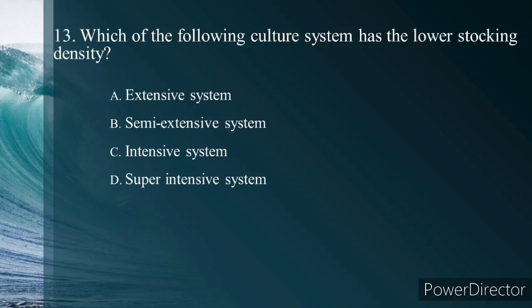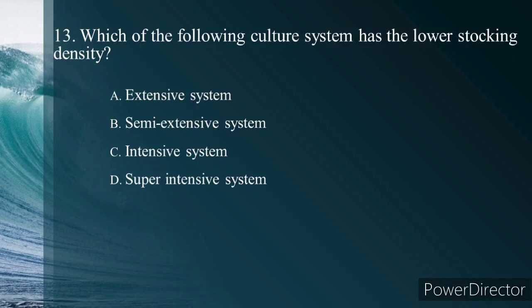Number 13. Which of the following culture systems has the lower stocking density? A. Extensive system. B. Semi-extensive system. C. Intensive system. D. Super-intensive system. 1, 2, 3. The answer is A.